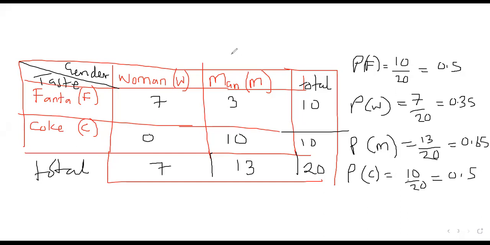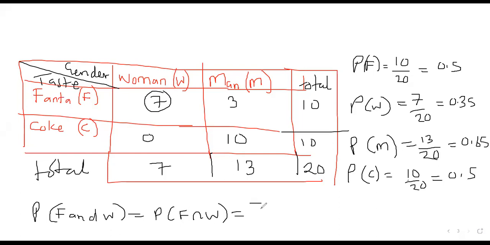Any questions so far? So now the questions will change slightly. They'll ask you now, find the probability that this person loves Fanta and is a woman. And means intersection. So Fanta, I'm trying to make it as simple as can be. Intersection woman. So you go where they meet. Fanta and woman, they meet at what? 7. So 7 over 20 over the total, which is 0.35.